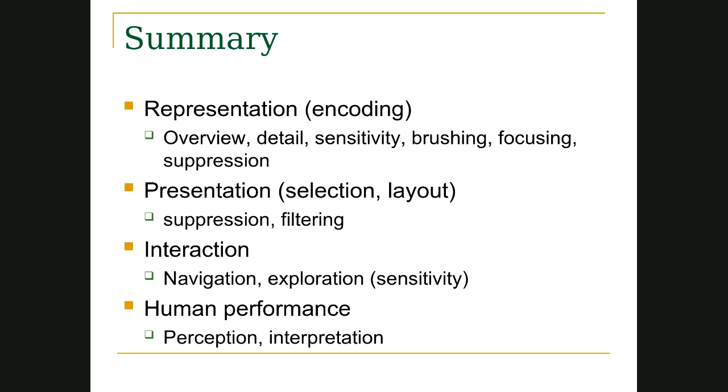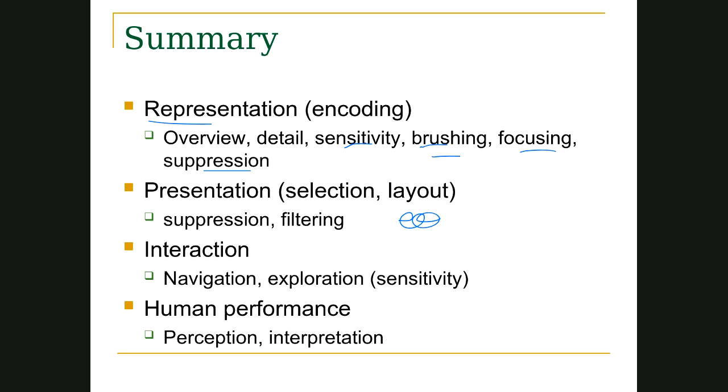So in summary, we have the representation and encoding. We have figured out the overview, detail, sensitivity. How do we represent? Well, in that case, I represented that by not filling in the shape. I just have the outline of the shape, but not the inside. Brushing: I think the book sometimes says that brushing is part of the presentation, but I would think you're changing the encoding. So I would put it here, although I can see an argument where you want to put it in the presentation. Focusing and suppression, in my mind, change how we represent data.